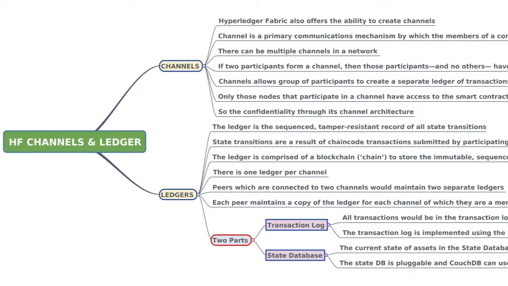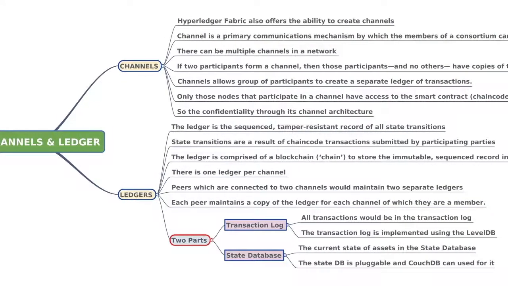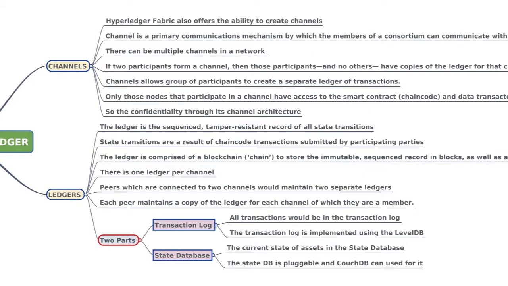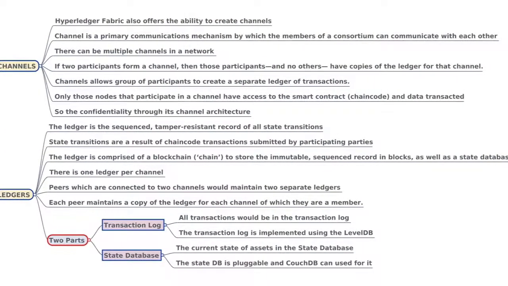So when we talk about channels and ledgers, Hyperledger Fabric offers the ability to create channels. When you form a network and in the network you have different consortiums, Hyperledger Fabric allows a consortium to form a separate channel. So channel is a primary communication mechanism by which the members of the consortium can communicate with each other. In the network you can have multiple channels, right?